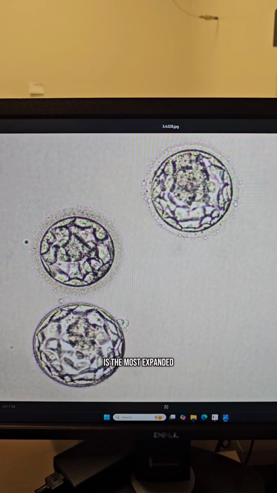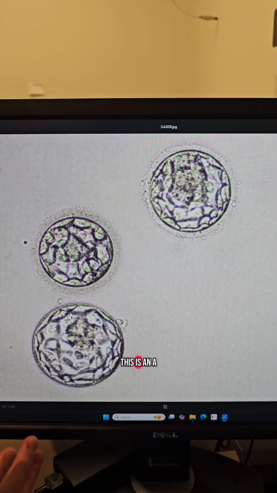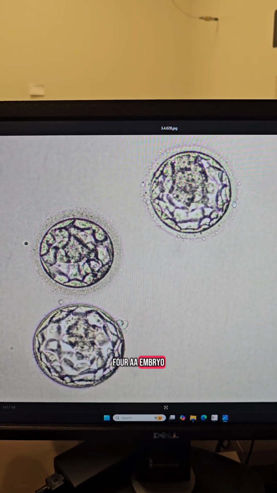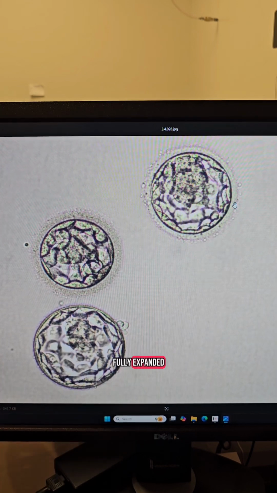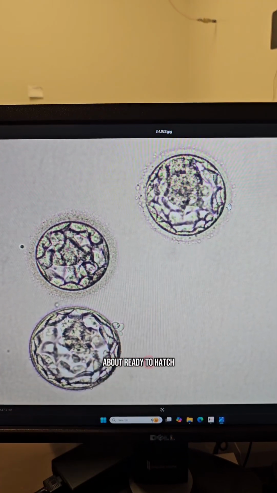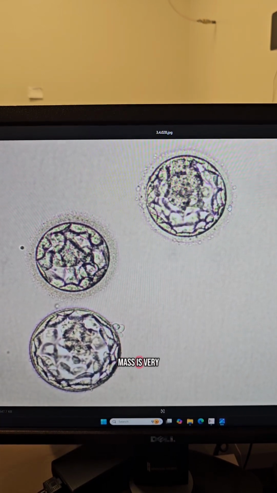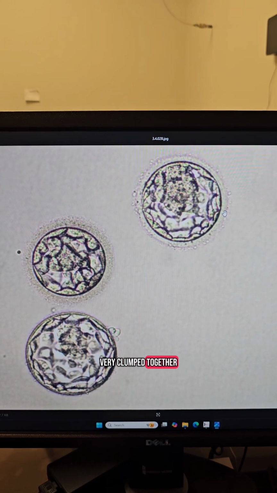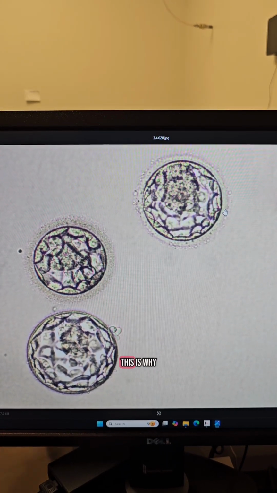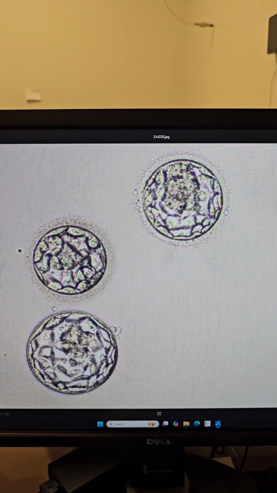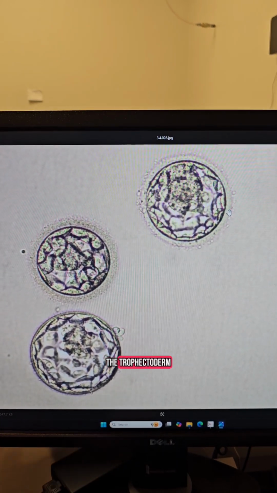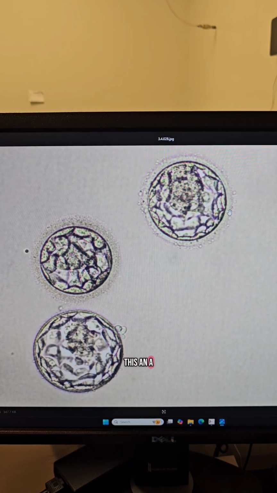To me, this is a 4AA embryo. This embryo is fully expanded. It looks like it's actually about ready to hatch. The inner cell mass is very tightly compacted, very clumped together. It's exactly what I like to see. This is why I'm calling this embryo an A. Now the final component would be the trophectoderm. I'm also giving this an A.